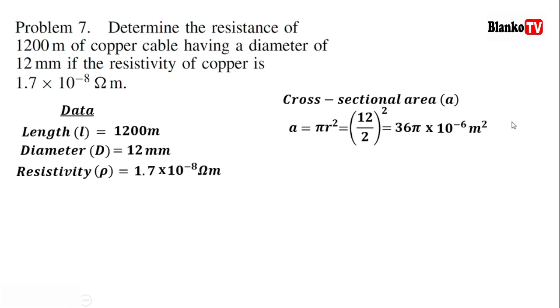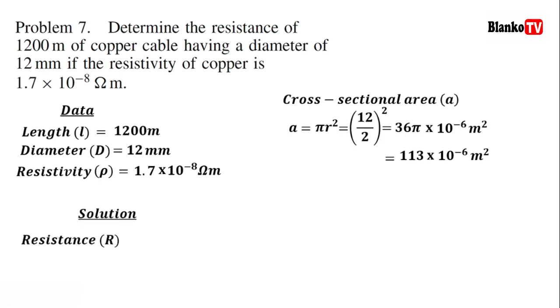Okay, so when you multiply 36 by pi, which is 3.142, we are going to get 113 times 10 raised to the power negative 6 meters squared. So our cross-sectional area A is 113 times 10 raised to the power negative 6 meters squared. So let's move on with the solution now.